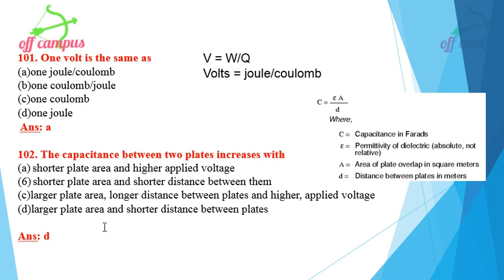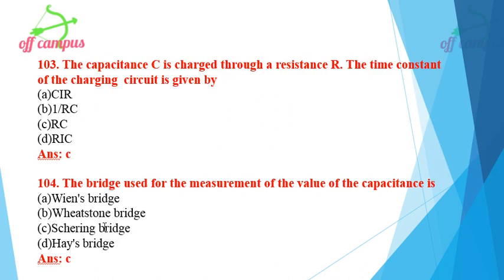Then next question: a capacitance C is charged through a resistance R. The time constant of the charging circuit is given by what? What is the time constant formula? Tau equals R into C. Option C, RC, is the right option for this problem.